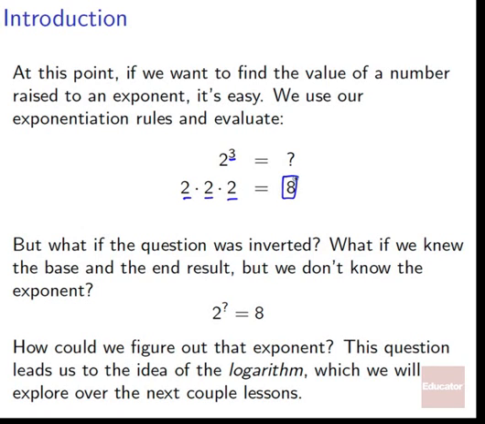And we also figured out how to do numbers that weren't just simple integer exponents, but we've got all these nice rules from our previous few lessons. But what if the question was inverted? What if we knew the base and the end result, but we don't know the exponent that we need to get there? If we knew that we had 2 as the base, and we wanted to have an end result of 8, but we had no idea what exponent we had to use to get to 8, how could we figure out that exponent? This is the question that leads us to explore the idea of the logarithm, which we'll be looking at over the next few lessons.